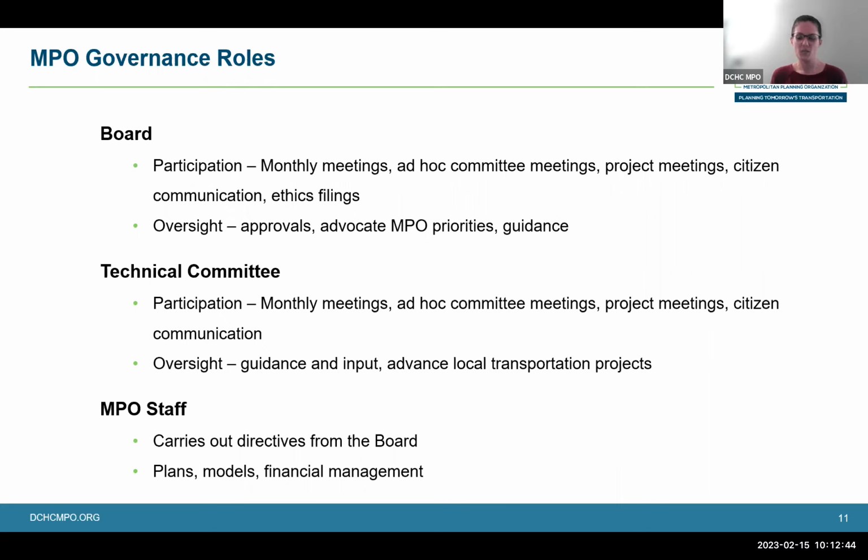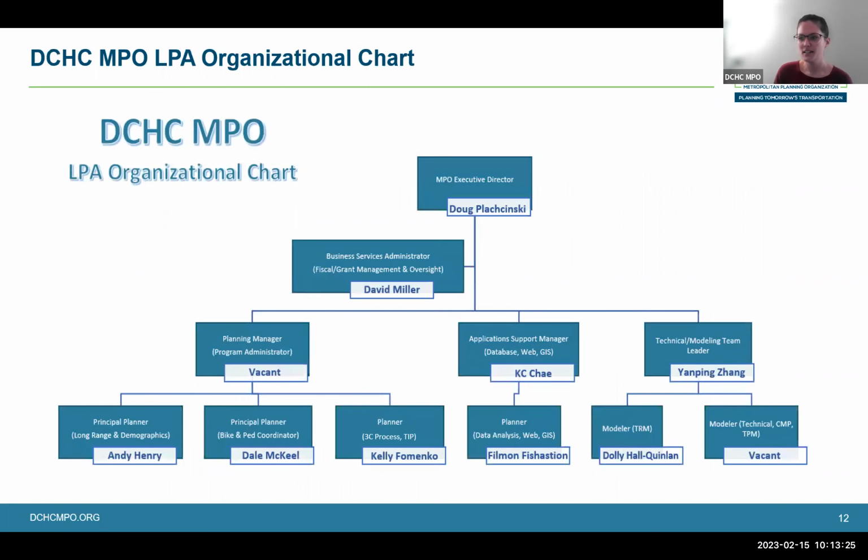At this point, when items do get to the technical committee and the board, a lot of communication has happened between a lot of the different member agencies. So before the technical committee might look at something, they'll already have heard that Chapel Hill was looking for this information to get moved along. There's a lot of communication that happens in the background before anything usually makes it to the technical committee and then up to the board. And then you have the MPO staff that carries out directives from the board, as well as plans, models, and does financial management.